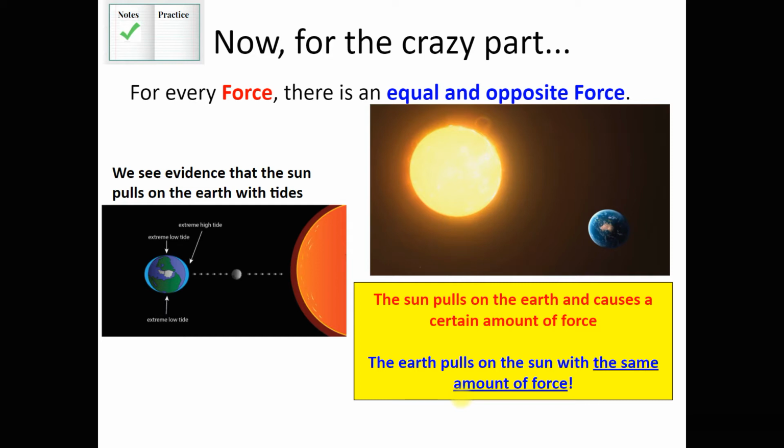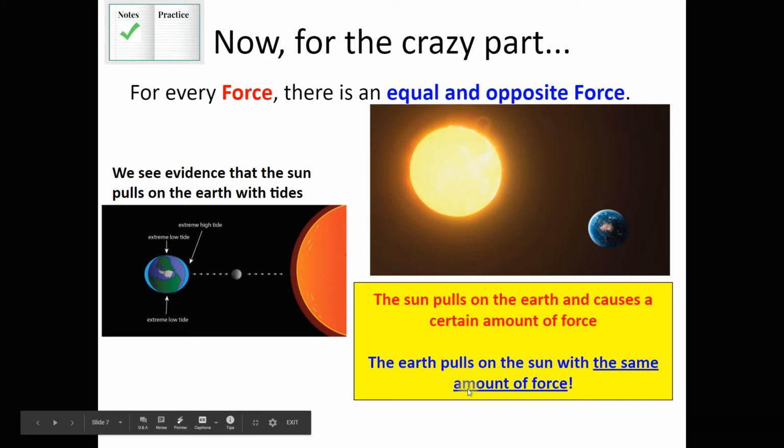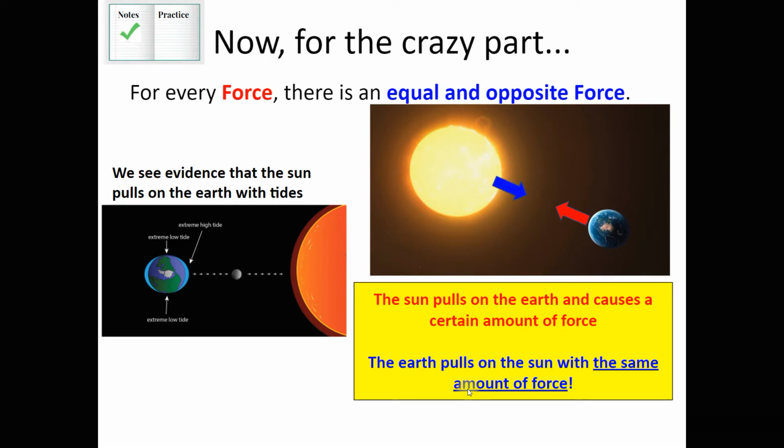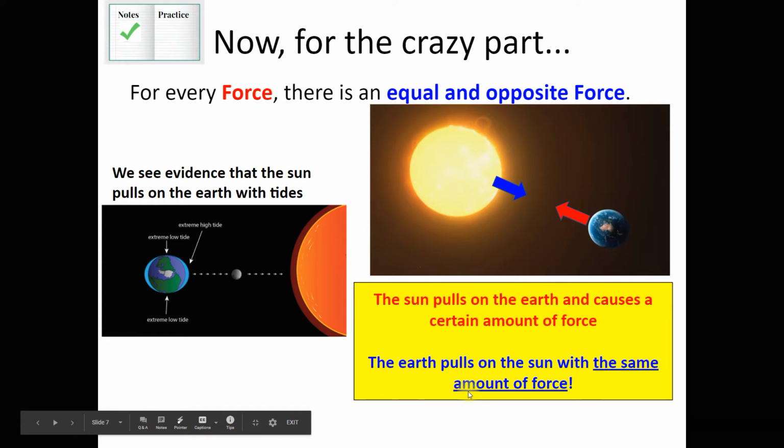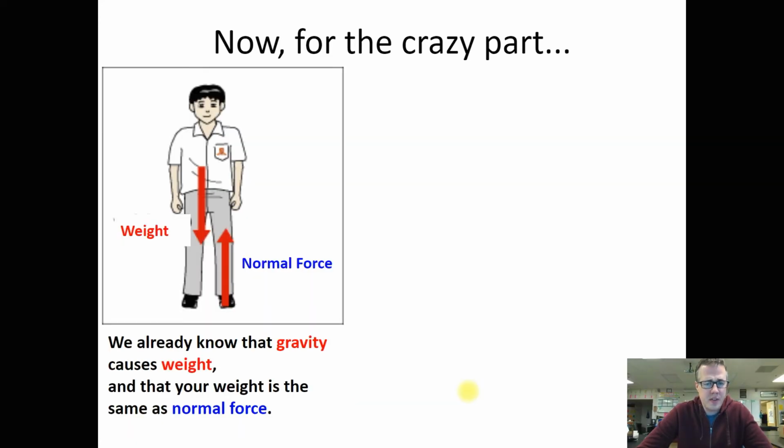So every time that you see the tides, you'll know that, oh, the sun is pulling that water, but also the earth is pulling on the sun. So if you really think about it, maybe the sun also has tides. I don't know. Somebody would have to go there to find out. But think about the force diagram. There would be two arrows pulling in equal and opposite directions on these two bodies. So let's stick with this for just a second.